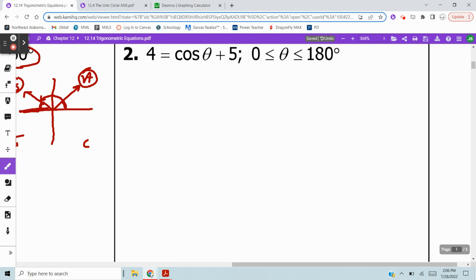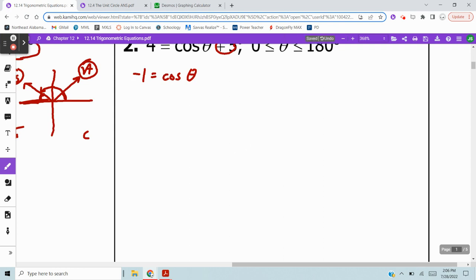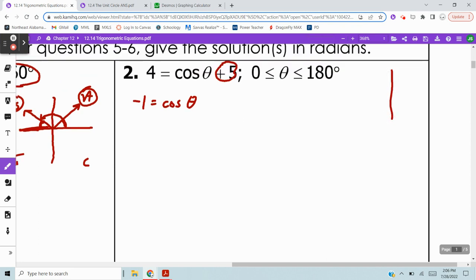Number 2, not quite so easy. Well, maybe it is. Let's take our plus 5 and move it over by subtracting 5. And I have negative 1 is equal to the cosine of theta. So actually it's pretty simple to get that one by itself. So we do the exact same thing. We ask ourselves, okay, where is cosine negative? So we're going to draw this. All students take calculus. So cosine is negative here because only sine is positive, and cosine is negative here.